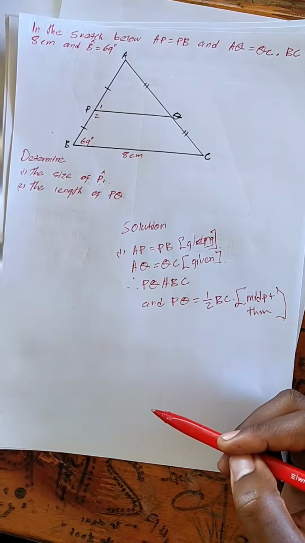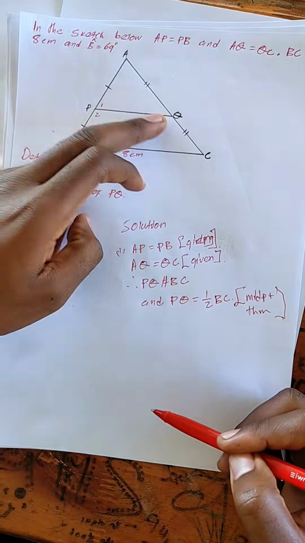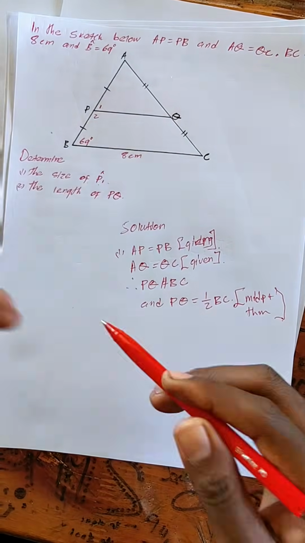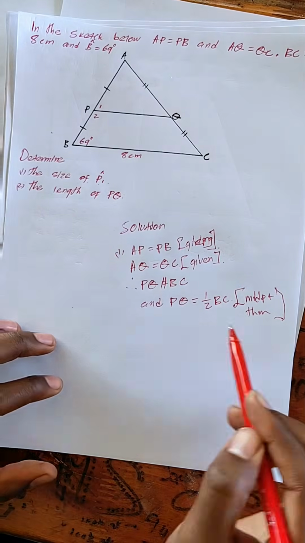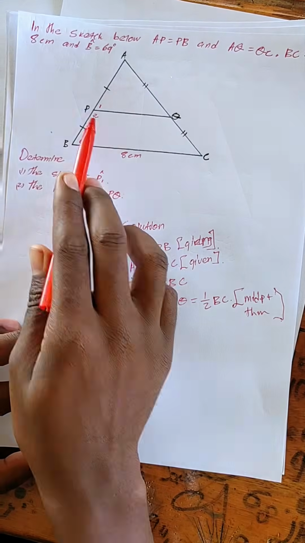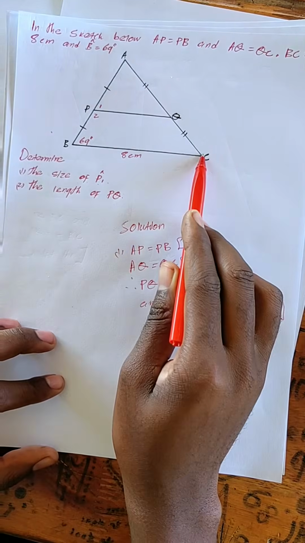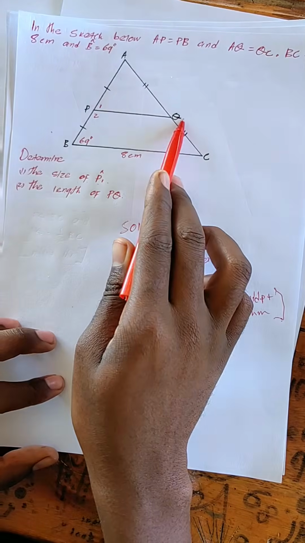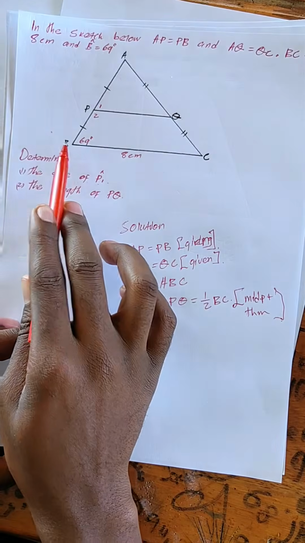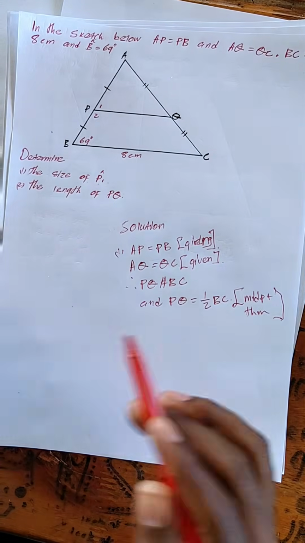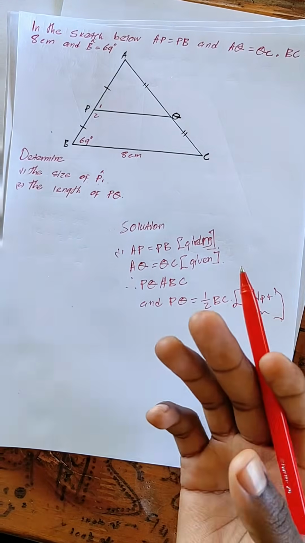It is given. Then AQ equals QC. It is also given. Therefore, our conclusion can be what? PQ is parallel to BC, and also PQ is half the length of BC. That is according to the midpoint theorem.